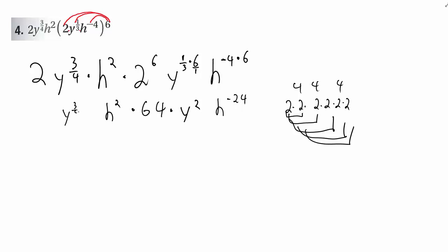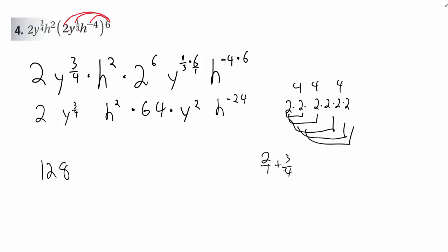And the y to the 3/4 here, we're going to combine it with this y over here. And then this is a 2 right here. So 2 times 64. Multiply those together, you get 128. Y to the 3/4 times y squared. I'd rather write it in fraction form. If I add 2 over 1 plus 3 over 4.